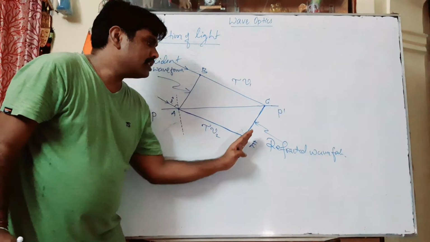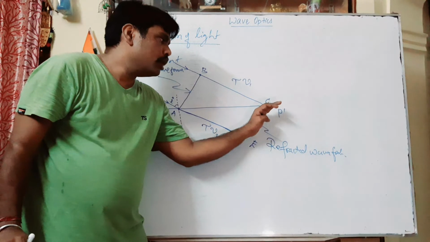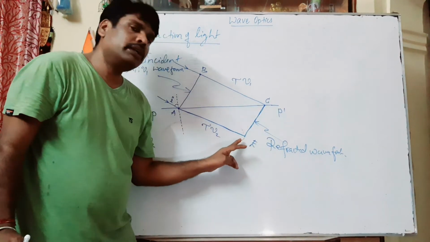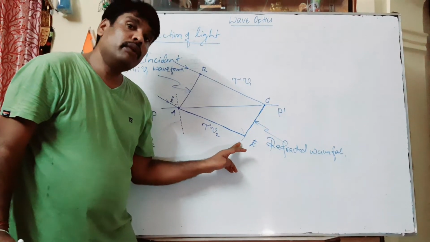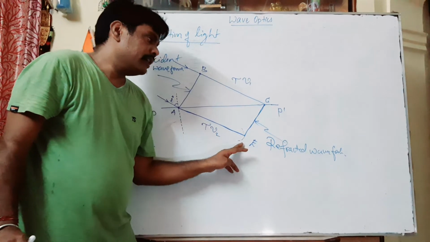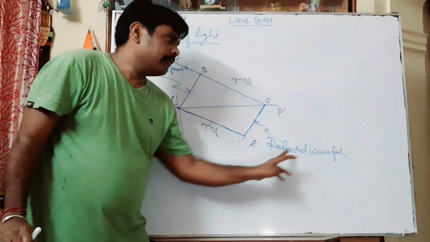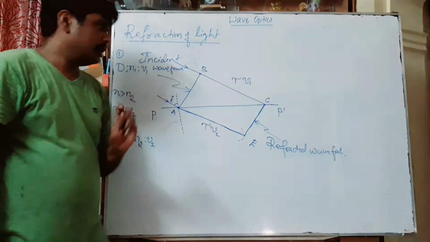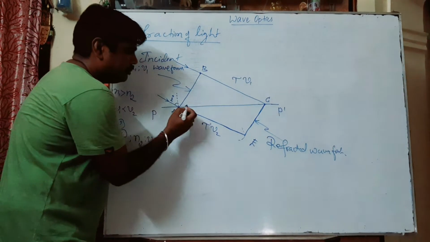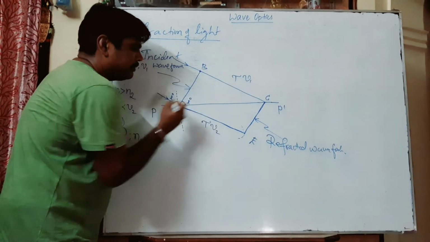If you draw a tangent to all the secondary wavelets, you will get one more plane. That is what we call the secondary wavefront. This secondary wavefront acts like the refracted wavefront. Clear now? Now this is the angle of incidence, meaning in this triangle this becomes the angle of incidence.